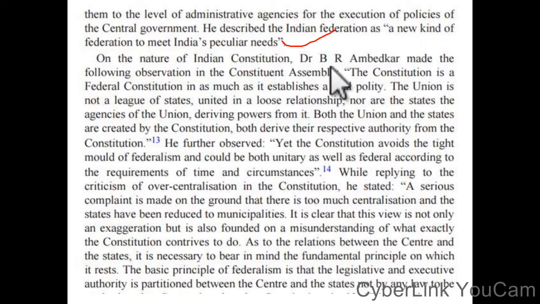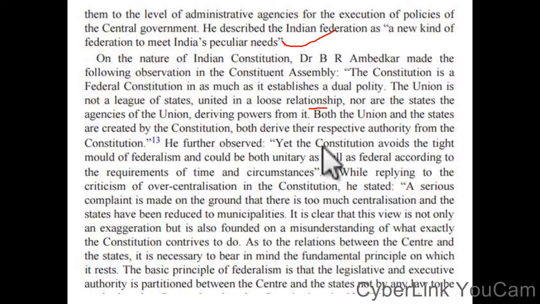On the nature of the Indian Constitution, Dr. B.R. Ambedkar made the following observation to the Constituent Assembly. The Constitution is a federal constitution inasmuch as it establishes a dual polity. The Union is not a league of states, nor are the states agencies of the Union deriving powers from it. Both the Union and the states are created by the Constitution. Both derive their respective authority from the Constitution.